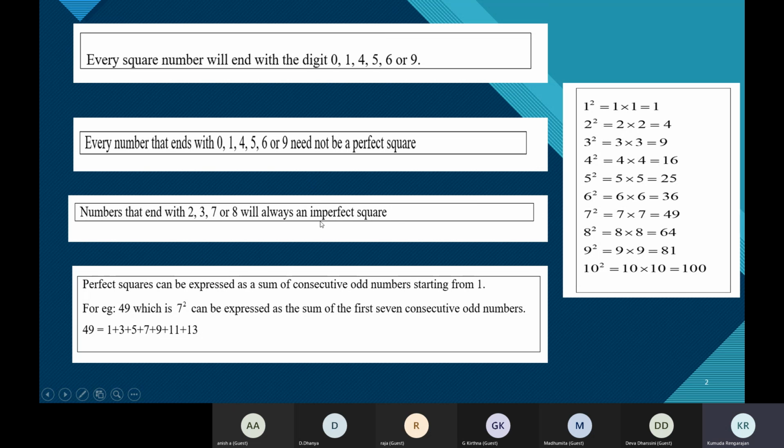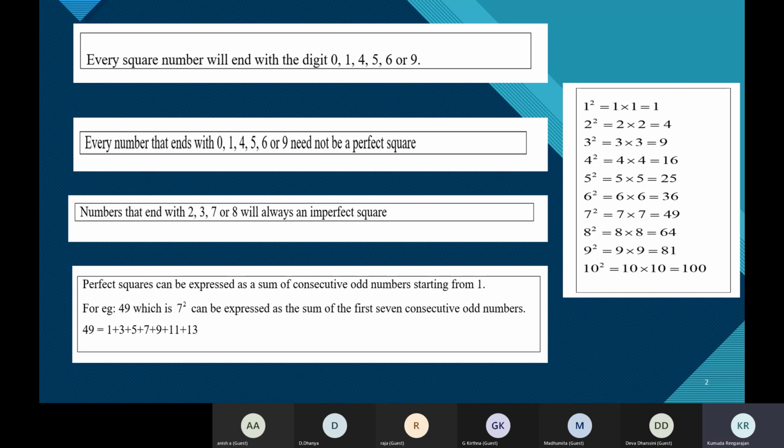So that means, look at the third one. That means if a number ends with 2, see 0 is here, 1 is here. So 2. 3 is not there. Okay, so 3. 4, 5, 6 are here. So 7, 8, 9 is here and 0 is here. Other than these 6 digits, we have 2, 3, 7, 8. So if a number ends with 2 or a 3 or a 7 or 8, it will always be an imperfect square.